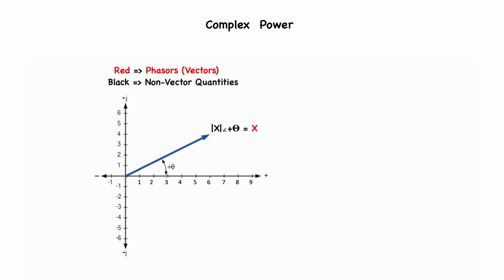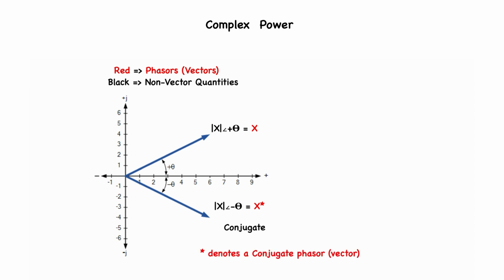So if we were to look at this phasor here, the blue phasor, it has magnitude x at plus theta, and it is the description of the phasor x. The conjugate of x would be magnitude x at minus theta, and the phasor would be denoted with a star in the upper right hand corner. That is the conjugate, so the star denotes a conjugate phasor or vector.